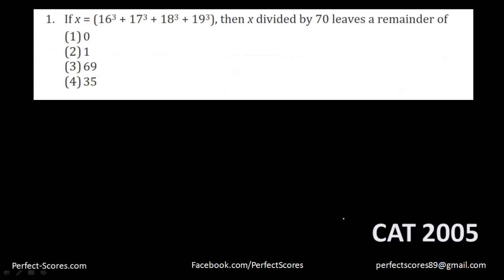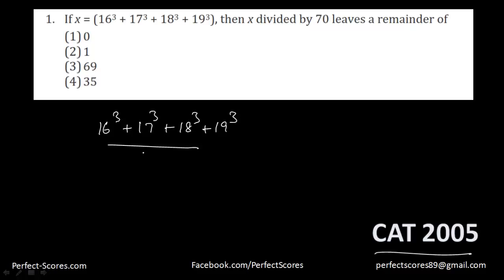Now let's check out this question. This is again a previous CAT question. The question says that when 16 to the power 3 plus 17 to the power 3 plus 18 to the power 3 plus 19 to the power 3 is divided by 70, what is the remainder? So you can clearly see there is a 0 involved here. That means the units digit would actually decide what will be the remainder of these numbers, isn't it?